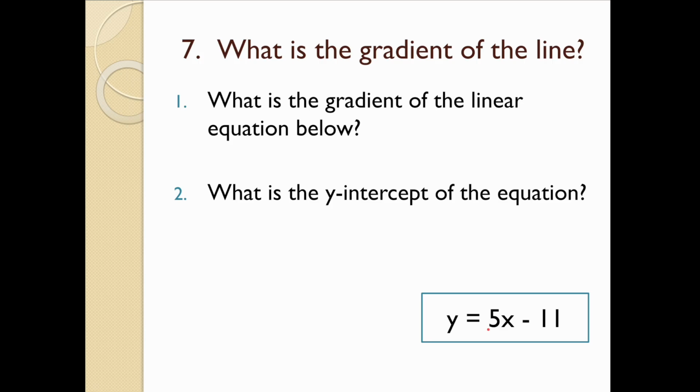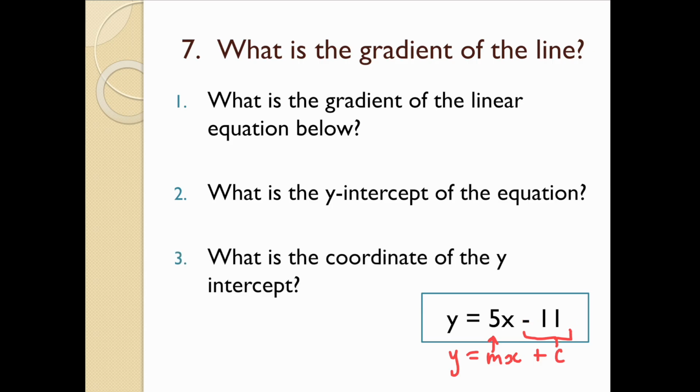-11. Remember, y equals mx plus c. The m represents the 5, and the c is represented in this case by -11. It's not a positive, so we say -11. So what would be the coordinate of the y-intercept then? 0, -11.